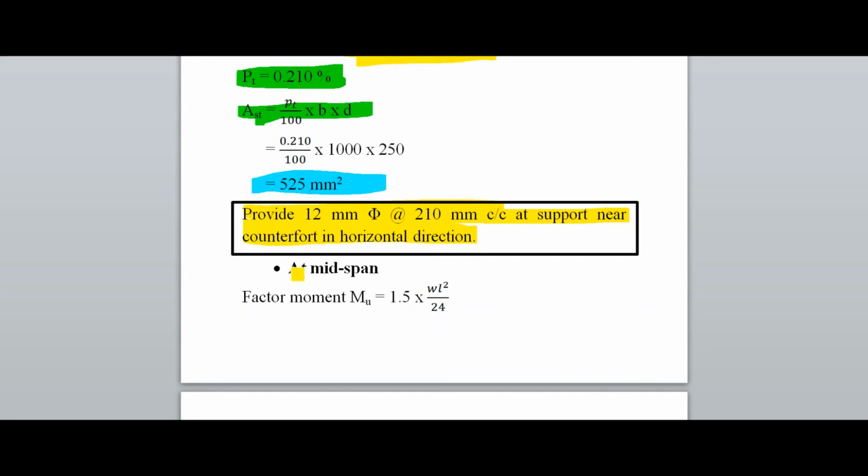Now we have to find it at mid span. So the mid span factored moment Mu is 1.5 W L square by 24. This equation comes from IS 456:2000, Table number 12.